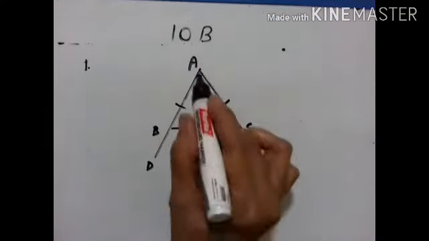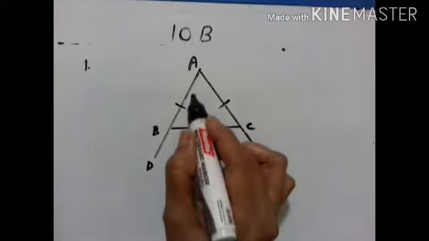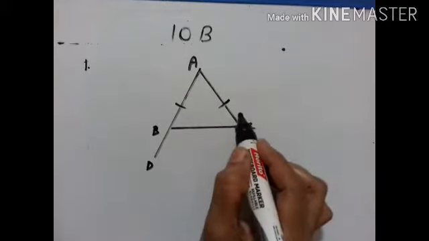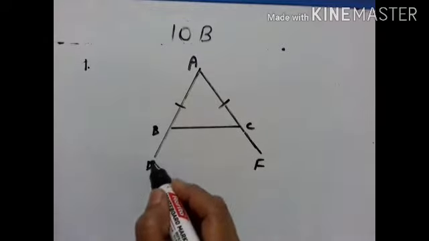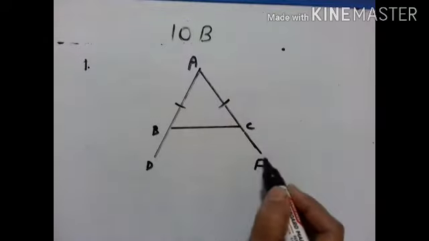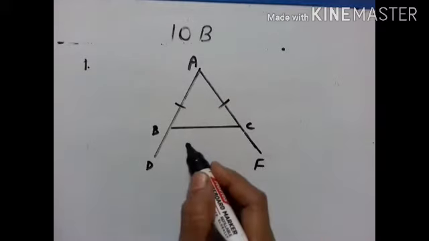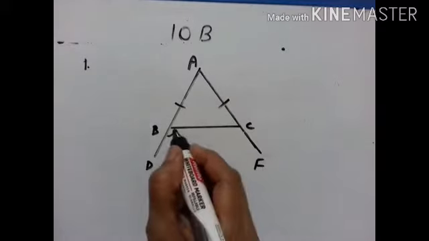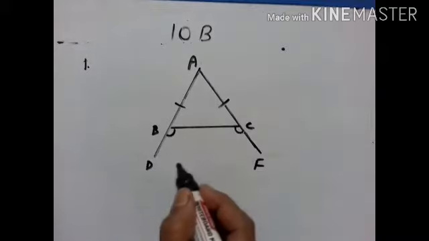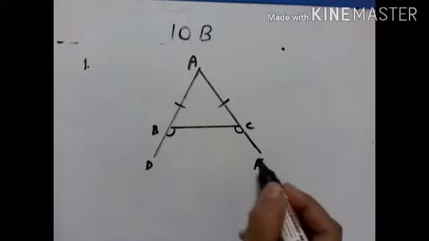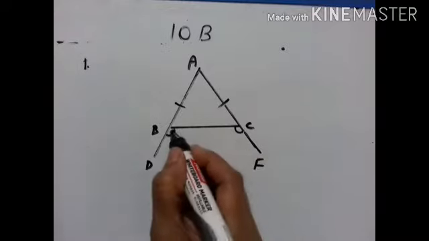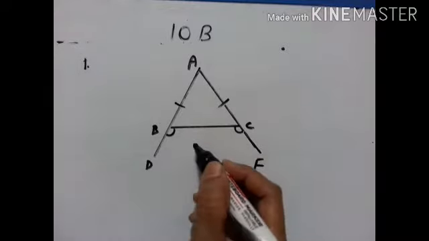First problem, ABC is an isosceles triangle. AB and AC are equal sides. If they are produced, AB is produced up to D and AC is produced up to F, then the exterior angles so formed are obtuse and equal. The exterior angles so formed, we have to prove that they are equal. Angle DBC is equal to angle FCB and they are obtuse.